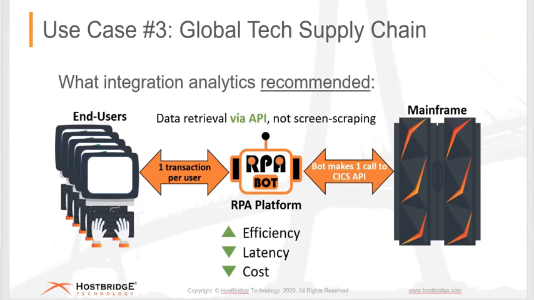So what we're able to recommend through the basis of integration analytics is to help them see how we could optimize the way their RPA platform was interacting with the mainframe, so that the RPA platform is making just one CICS API call to the mainframe, then doing the work under the covers and sending back a single response. Efficiency went up, latency went down, and the overall cost footprint went down as well.